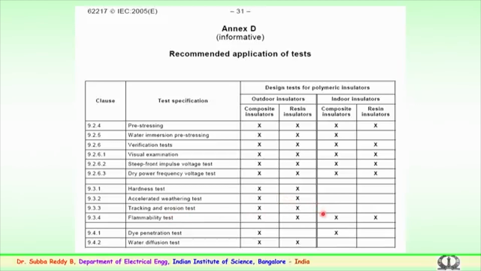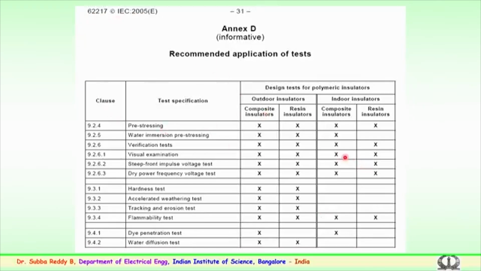Flammability, to check whether the rubber insulators will be able to withstand the flammability testing when it is done. So, again dye penetration, this is mainly required for outdoor insulation, and the water diffusion test. All of these are specified in the standards recommended as per the IEC 62217 here.